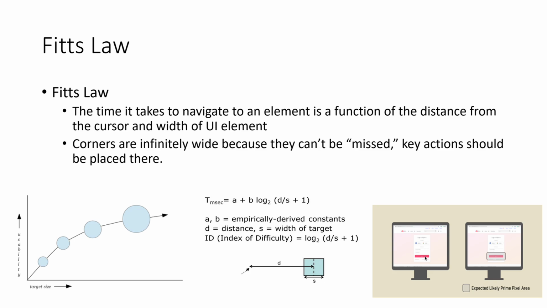This is actually an interesting point of why everything on a lot of digital systems gets placed in the corners, why the X to close a window is in the corner, the start menu on Windows is in the corner. That's because they're infinitely wide. They can't be missed. If you close your eyes and you got a mouse, you can always navigate to the corner successfully because you can always go to the right a lot and down a lot to get to the bottom right corner. So that's why a lot of important actions end up getting placed in those spaces.